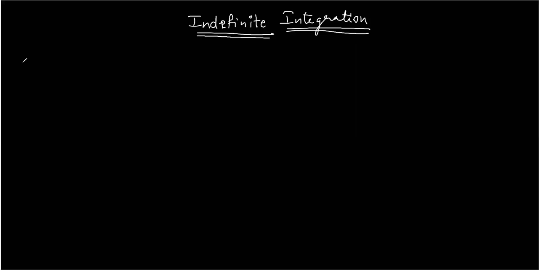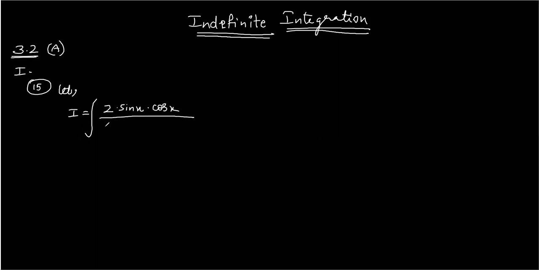on indefinite integration. So here I'm solving a problem from exercise 3.2a, and this is question number 15. So I write let I equals 2 sin x cos x divided by 3 cos square x plus 4 sine square x. This is a very simple question.